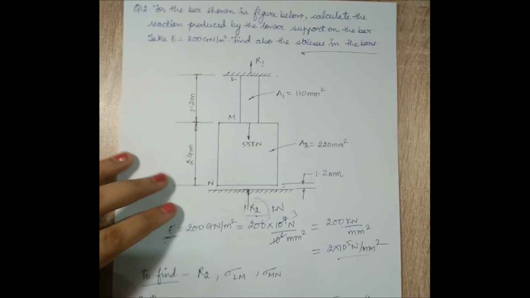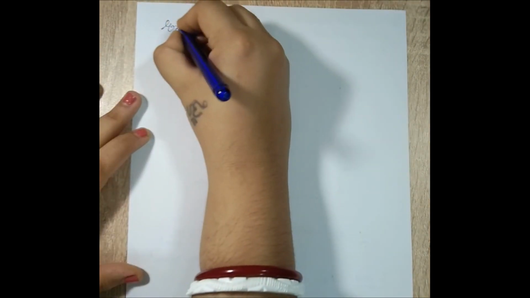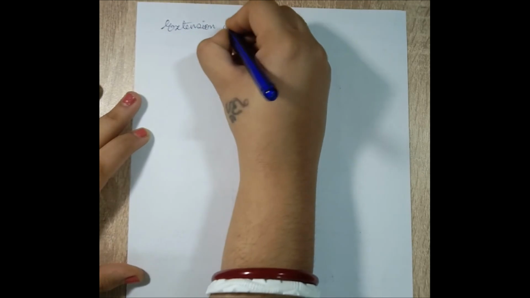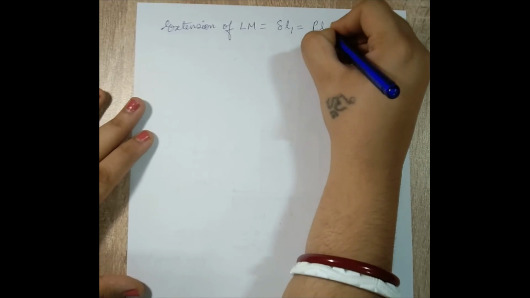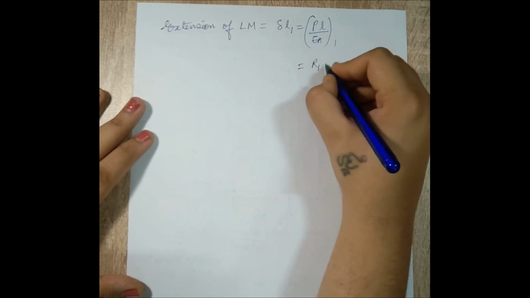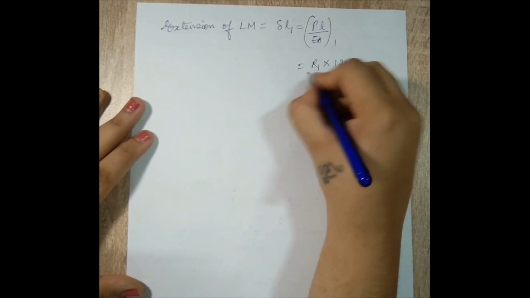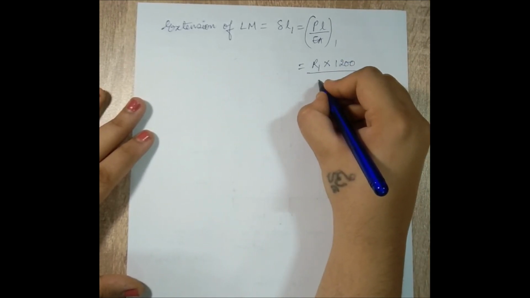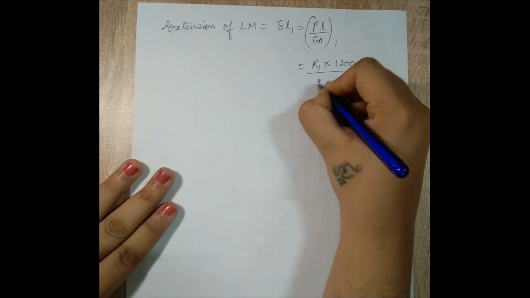Next, I'll write down the extension of LM portion and the contraction in MN portion. The extension will be delta L1, say, so it will be PL upon EA for the first one. The value of P, on one side I can see reaction R1, the length is 1.2 meter, which is 1200 mm, and I have the value of E as 2 into 10 raised to 5, suppose if I am using Newton and mm. Now here the load is in kilonewton, so I will take it as 200.